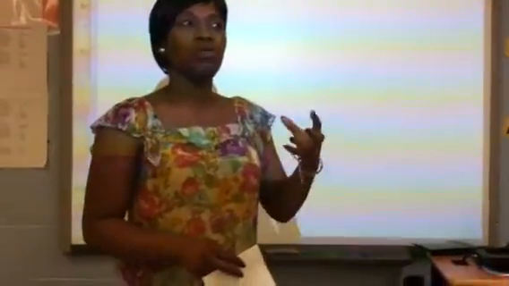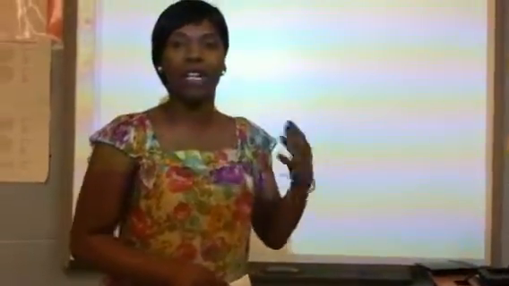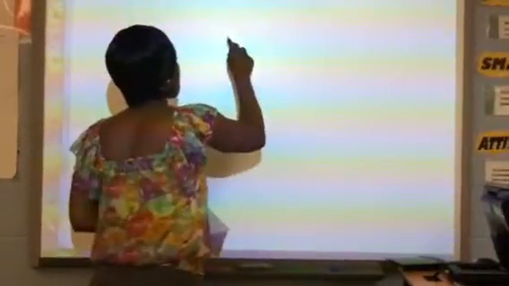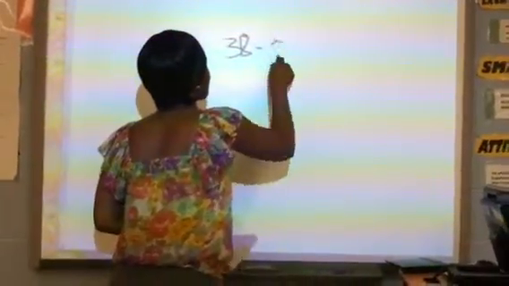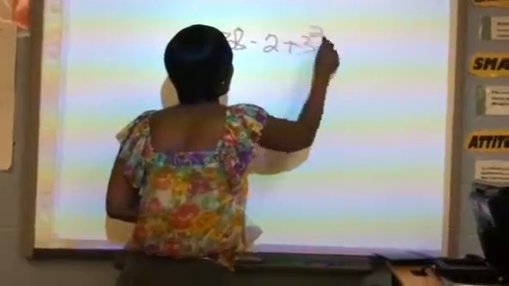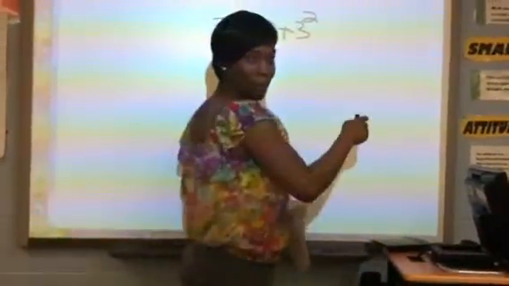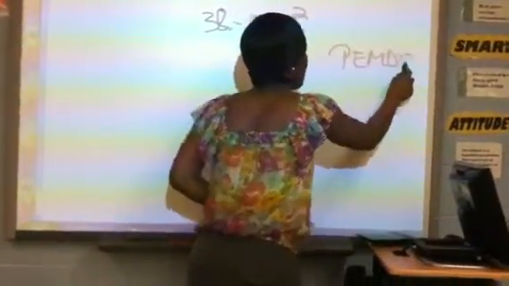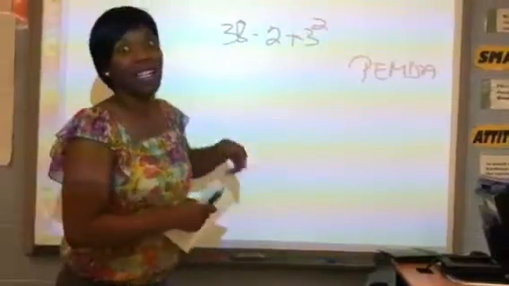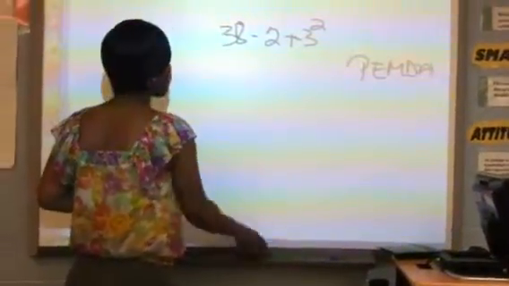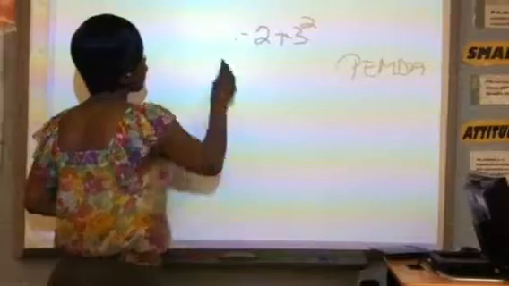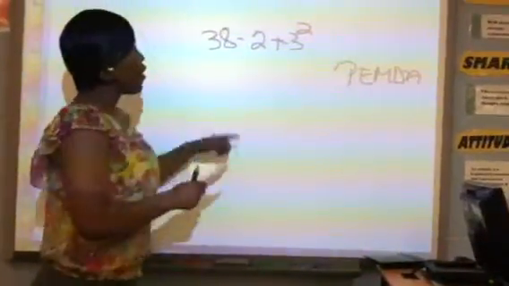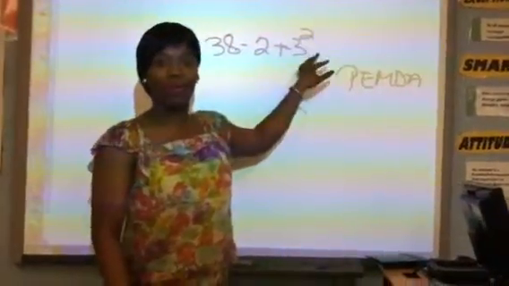When you're doing order of operations, you want to make sure that you do not fall into the tricks of inverse operations. Let's see what I'm talking about. Again, we want to put our PEMDAS there to remind us of the order of operations. All right, here we have 38. I'm sorry, that's an ugly 8. So let's try to fix it. All right, 38 minus 2 plus 3 squared.